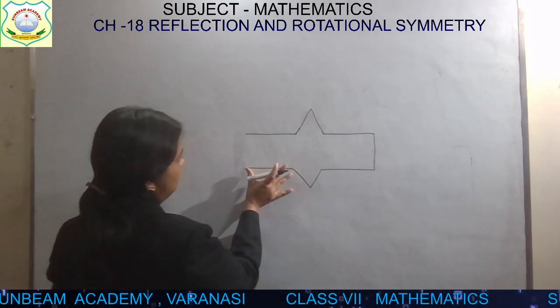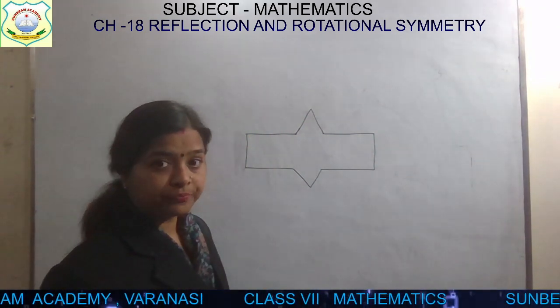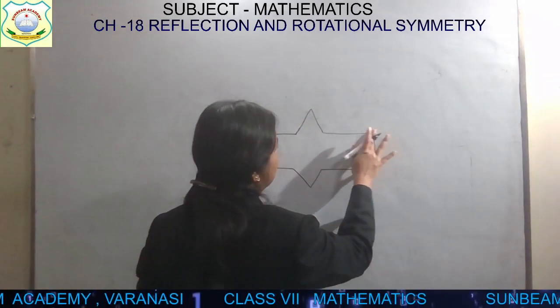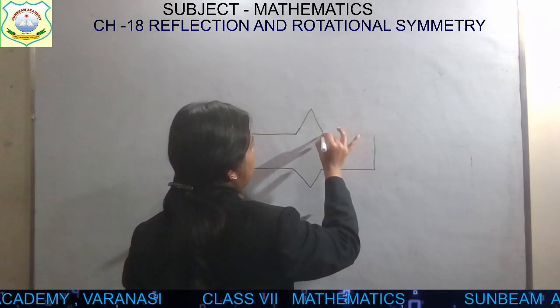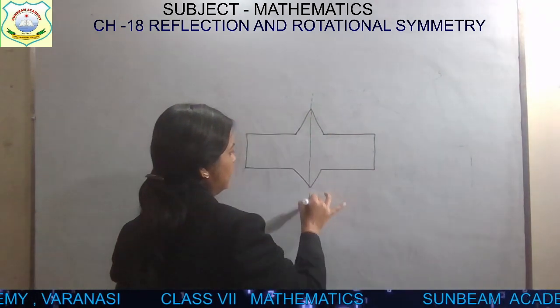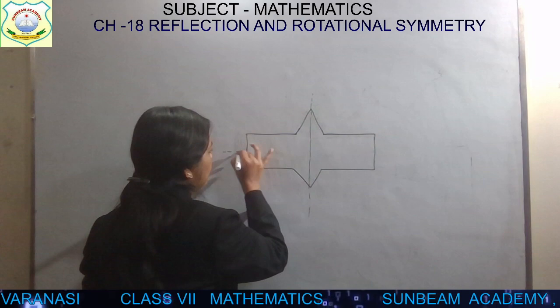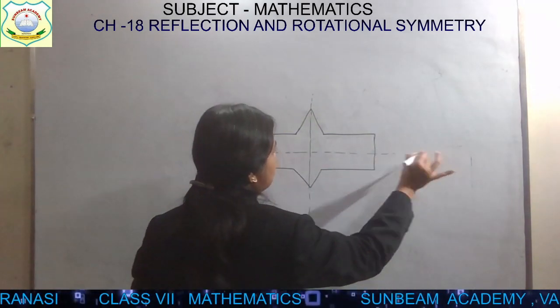This side and this side. So it is near about this. Now the rotational symmetry, children. If you find the line of symmetry, if you use this vertical line, there will be one line of symmetry in this way and there will be one more line of symmetry in this way, children.